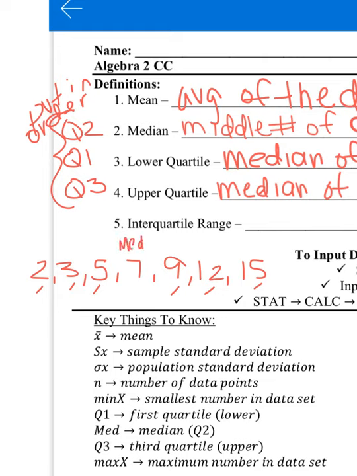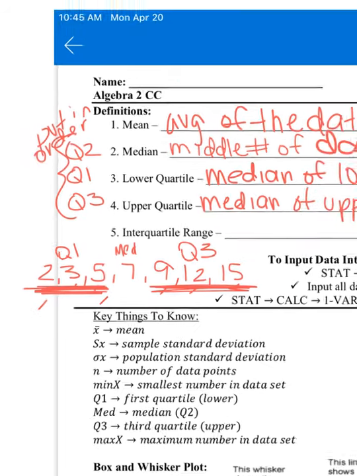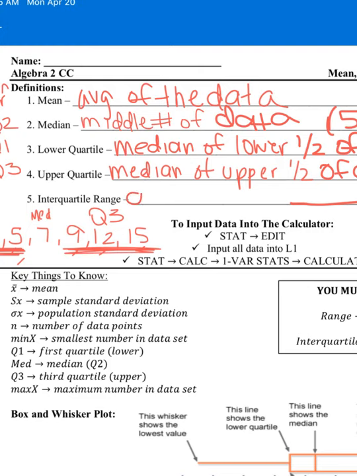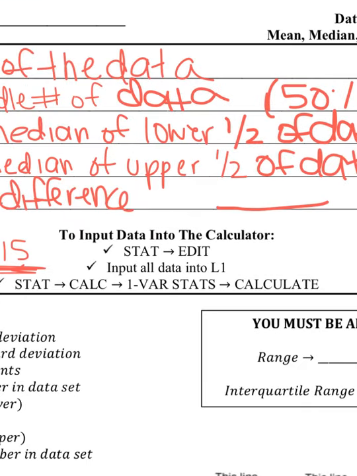Okay, so then to find the lower quartile, I look at the lower half right here, and I would cross off 2 and then 5. So this is Q1. And then over here, right, 9, 12, and 15, Q3 would be the 12. That's all. The interquartile range, that is the difference between the quartiles.